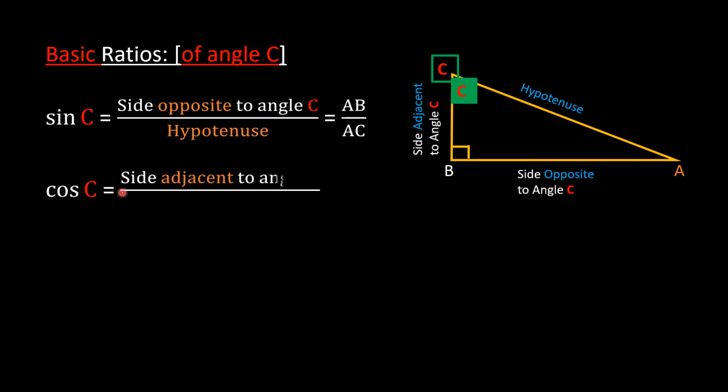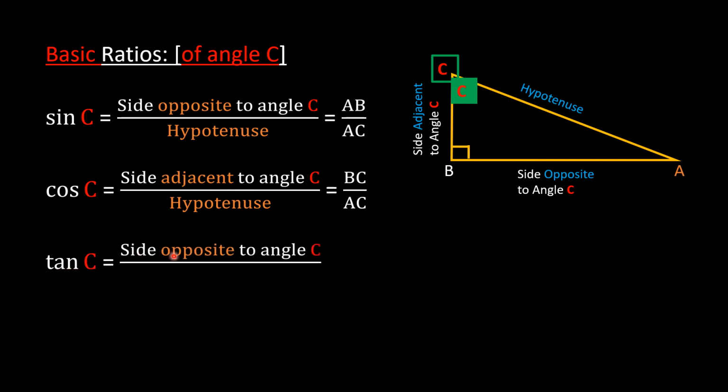Cos C equals side adjacent to angle C divided by hypotenuse, that is BC divided by AC. Tan C equals side opposite to angle C divided by side adjacent to angle C, that is AB divided by BC.